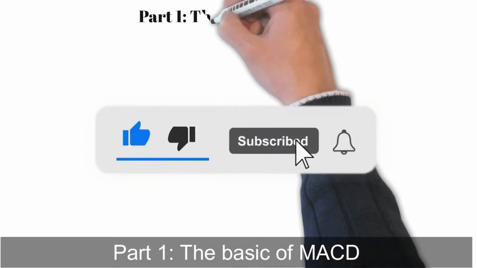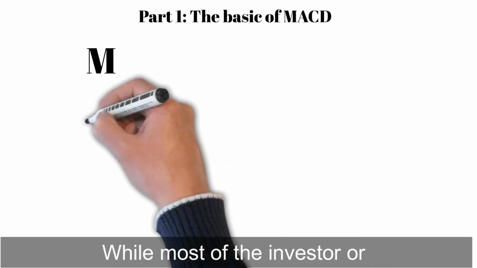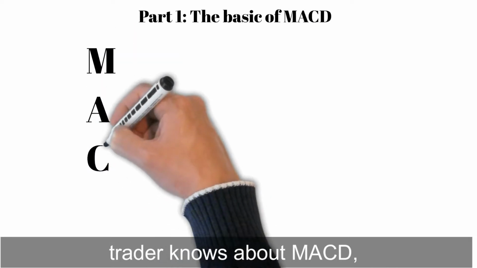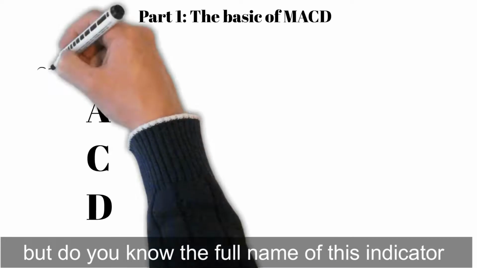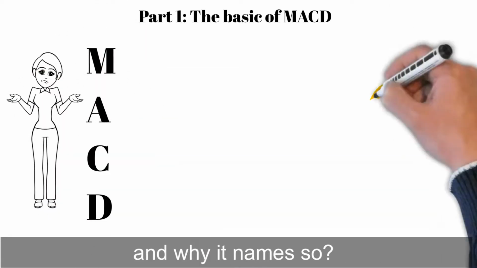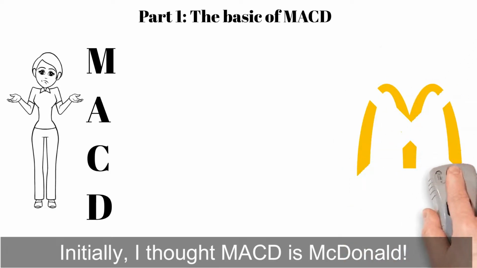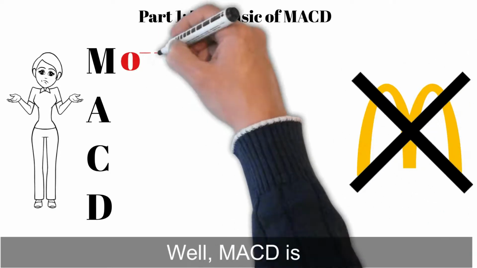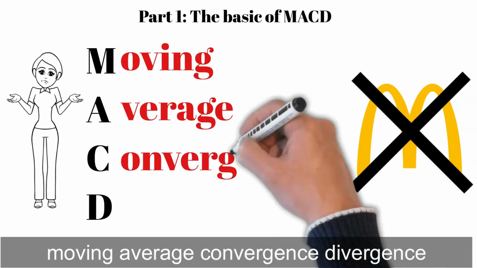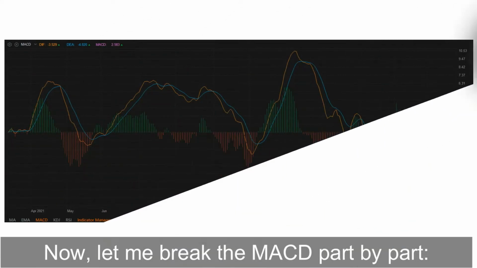Part 1. The basics of MACD. While most investors or traders know about MACD, do you know the full name of this indicator and why it is named so? Initially, I thought MACD is McDonald's. Well, MACD is Moving Average Convergence Divergence. Now, let me break the MACD down part by part.